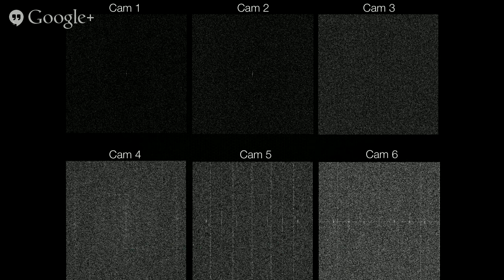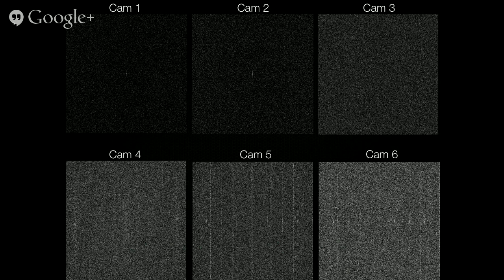Camera 2 looks pretty darn good. It's got a little vertical line right there, which means there's a little bit of horizontal fixed pattern in this. Camera 3, these are all stretched the same way, has that, and it's got more noise overall than the other two, but it's still okay, not too bad. Camera 4 looks not too far off from camera 3.